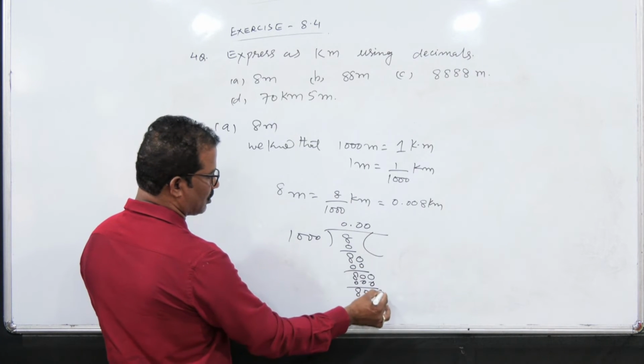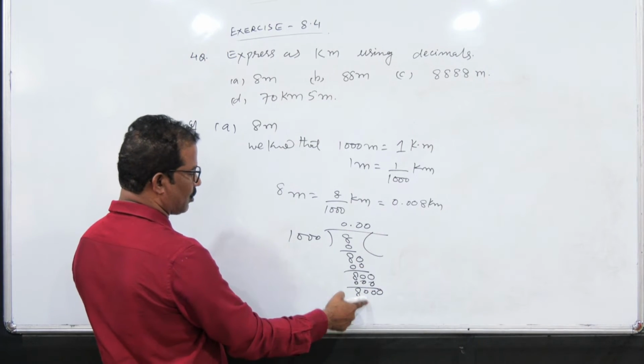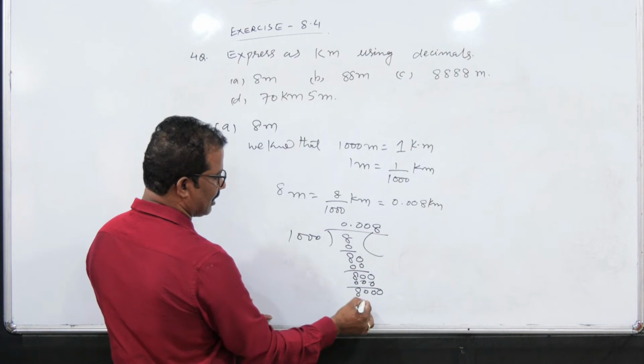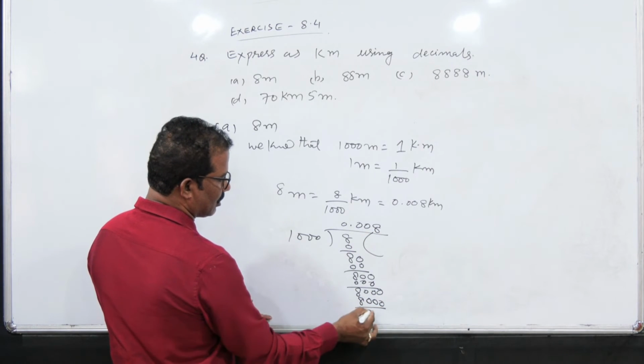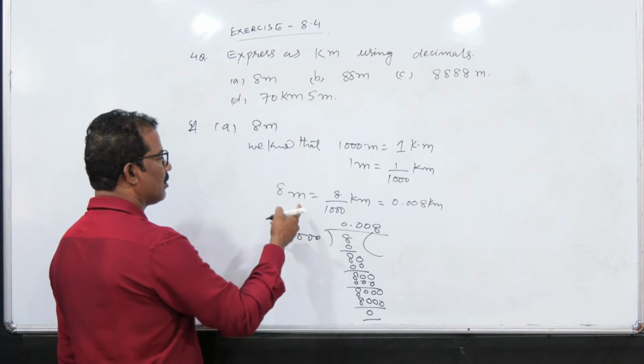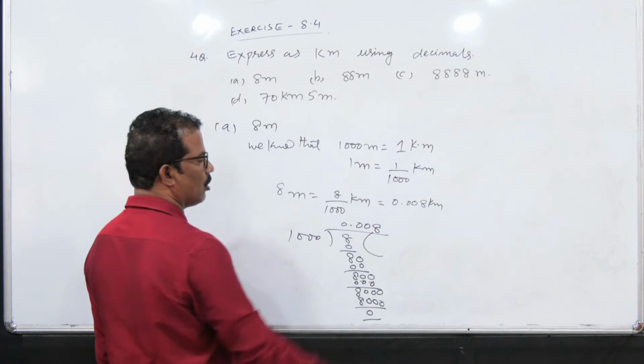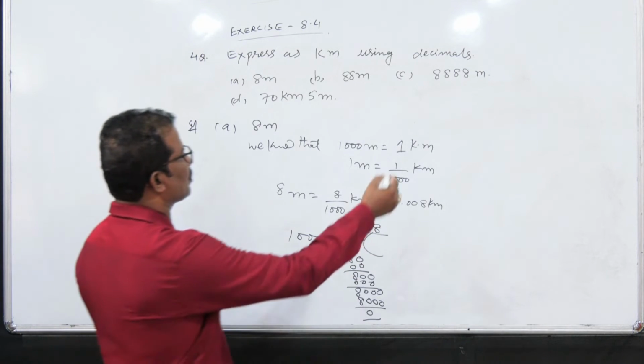For this point, one more 0 we will add here. Now it is 8000 and it is 1000. So 1000 how much are 8000? 1000 8s are 8000 only. So how much did we get for this 8 by 1000? 0.008 kilometer. Understand? See in the next question.